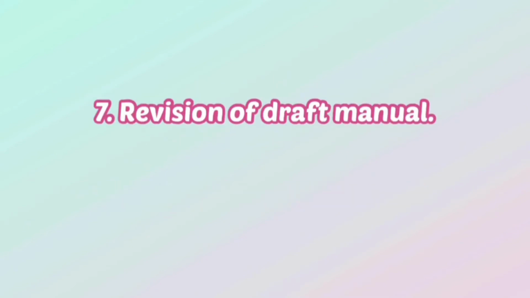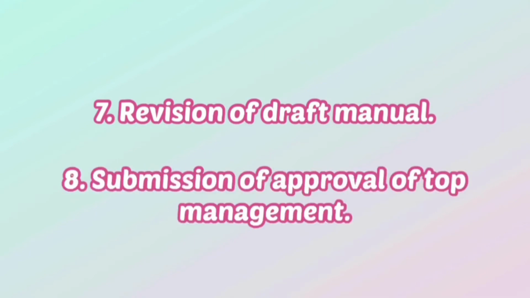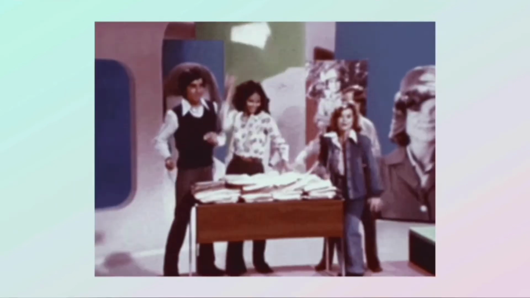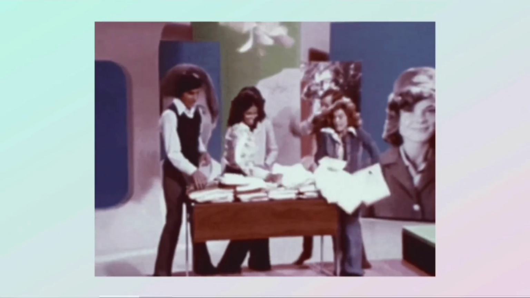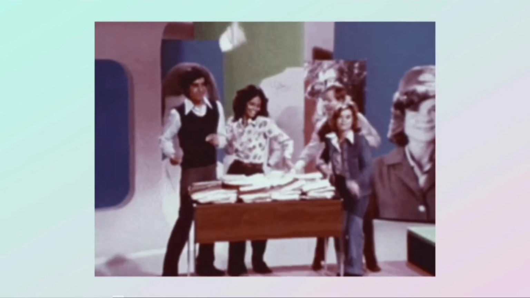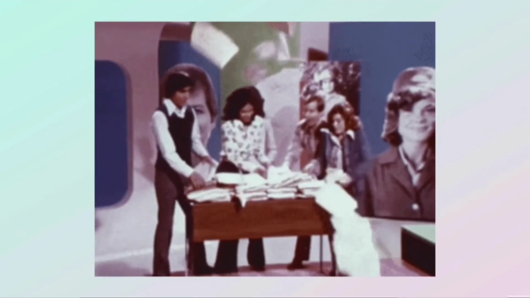Seventh, revision of the draft manual. Eighth, submission for approval of top management. Ninth, mechanical production of the manual. And lastly, tenth, distribution of the office manual. Distribution of office manuals. Office manuals are useless unless they are properly distributed amongst the employees for whom they are meant. Organization manuals may be distributed only amongst the major executives and in rare cases amongst those with lesser responsibility.